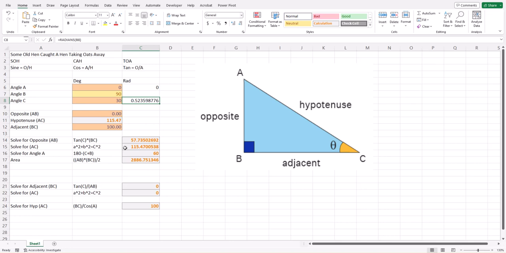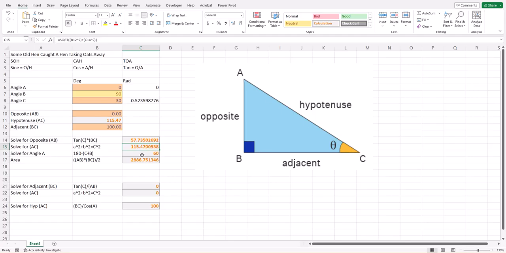I also threw in this other formula, sorry, which is solving for the hypotenuse. So if we wanted to know maybe the slope distance between C and A, well, that's the simple Pythagorean theorem where it's A squared plus B squared equals C squared. So if we look at that formula, you'll see that I'm using the square root function. And then inside of the parentheses, I have B12 squared plus C14 squared. So B12 being the 100 plus C14, which is the calculated value for the opposite AB line, is giving me the hypotenuse, which is 115.47.